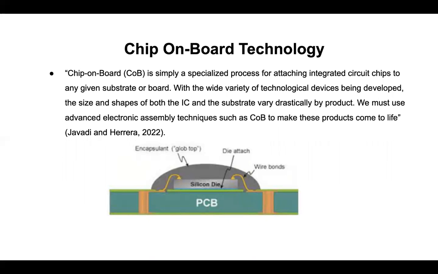Chip on board is simply a specialized process for attaching integrated circuit chips to any given substrate or board. So that goes back to what I talked about a couple slides ago with integration. It's the chip used for integration of ICs. There's a wide variety of technological devices being developed. The size and shapes of both IC and the substrate vary drastically by product. So again, it allows for more integration.